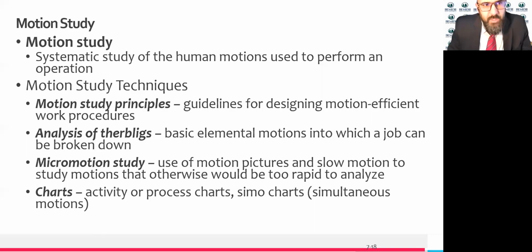Hi again. In this video, I'll be talking about time study and motion study, or time and motion study. First of all, let me give you a brief introduction about the history of the time and motion study.